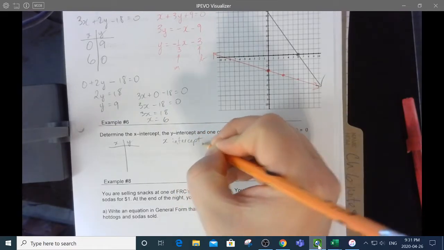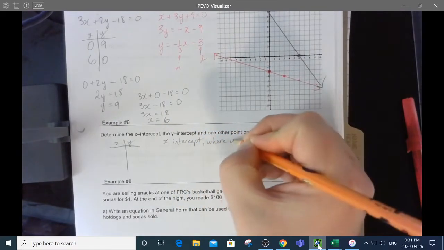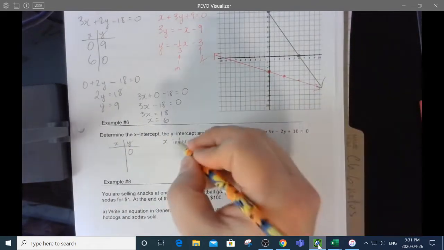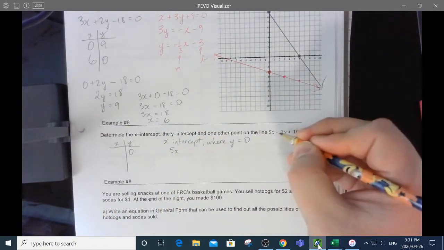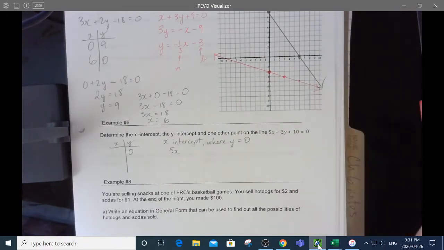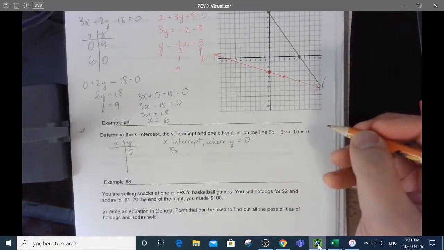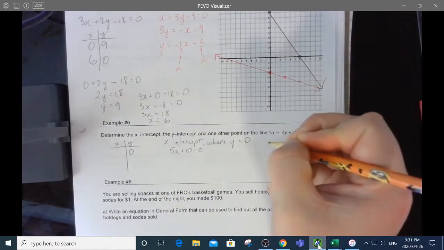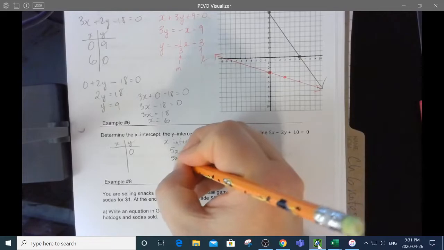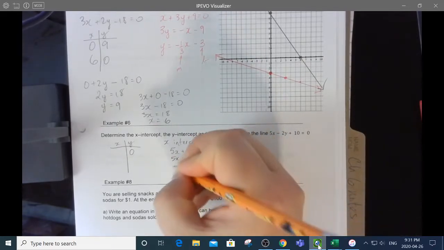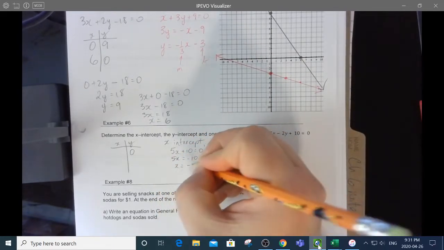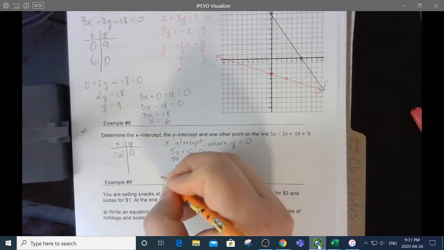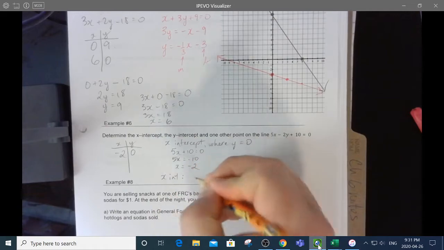is, of course, where y equals 0. So plug in a 0 into the equation, and you get 5x minus 2 times 0, which is just minus 0. So I'm not going to bother minusing 0. So I have 5x plus 10 equals 0. Move the 10 to the other side. Divide both sides by 5. And the x-intercept is negative 2.